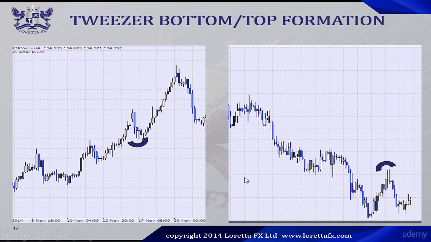So you can open a demo account and start trading these tweezer tops and tweezer bottom patterns. When I first started trading Forex, I loved trading the tweezer top and the tweezer bottom patterns. So you can start practicing with that and get used to identifying these patterns.